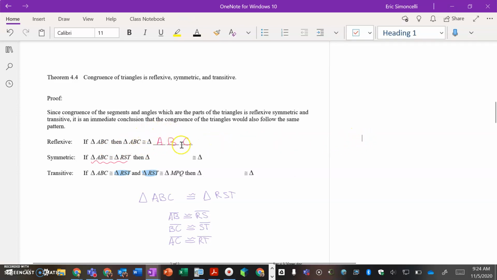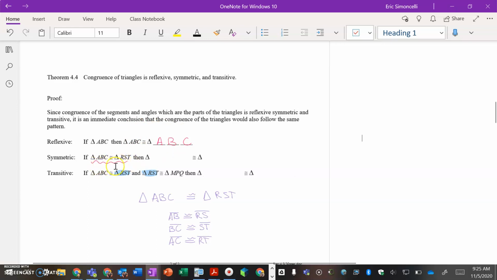We've done the reflexive property before in various ways. For example, like saying AB is congruent to AB, if let's say it's two triangles that share a side AB. This is just a very similar way to express those two triangles congruent: one triangle congruent to itself, technically.